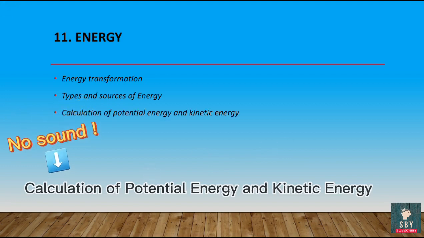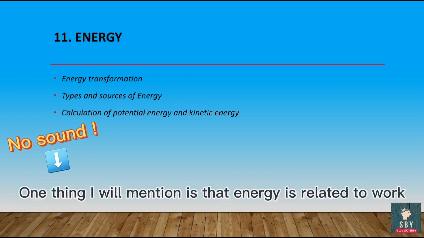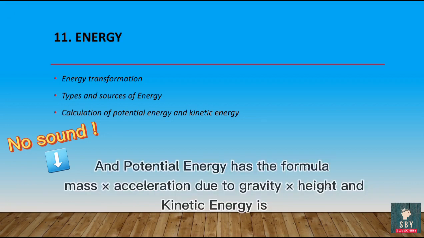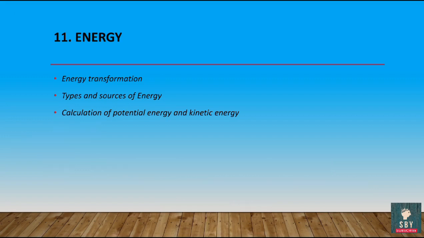Calculation of potential energy and kinetic energy. One thing I'll mention is that energy is synonymous with work. Potential energy has a formula: mass times acceleration due to gravity times height. And kinetic energy is half times the mass times the velocity squared. You should know how to calculate these, and since work is synonymous with energy, when calculating potential energy, kinetic energy, or any other type of energy, the unit is joule. So you take note of that.